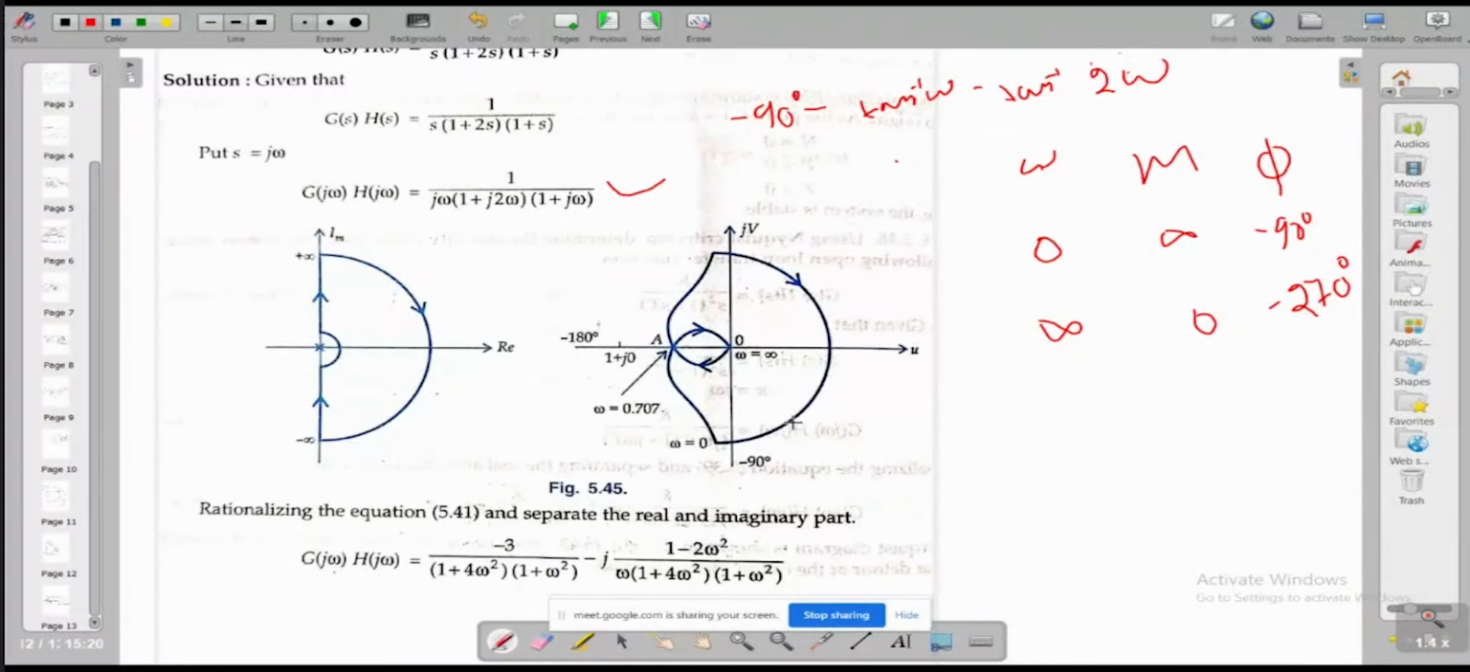The polar plot would start from omega equals 0. At omega equals 0 the magnitude is infinity. That will start from infinity with phase minus 90. Minus 90 means this negative imaginary axis, and it will end at magnitude 0 with phase minus 270. This is your minus 270.